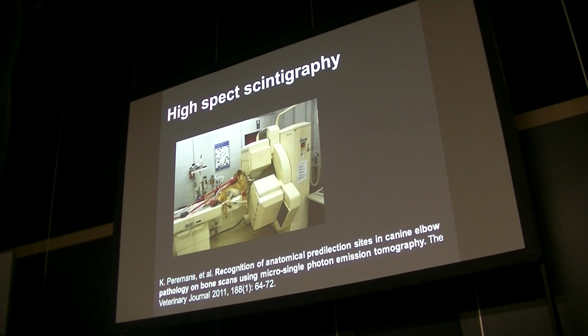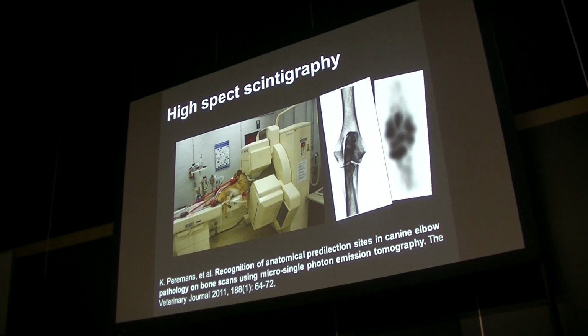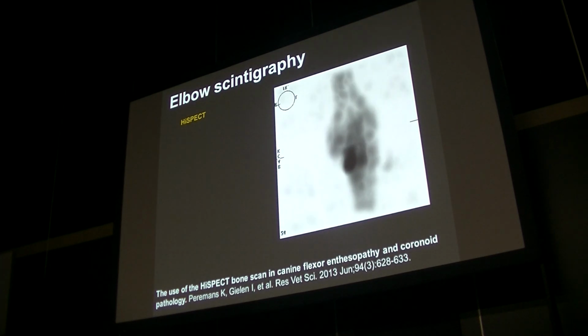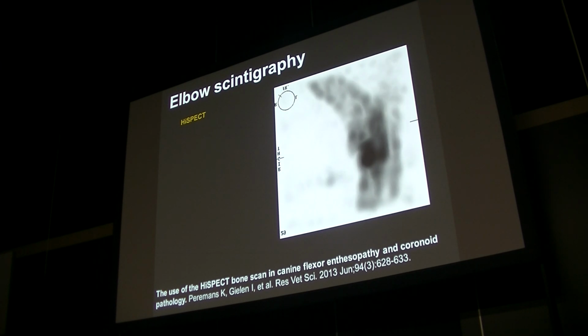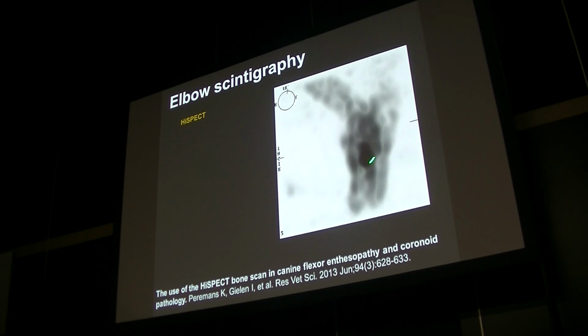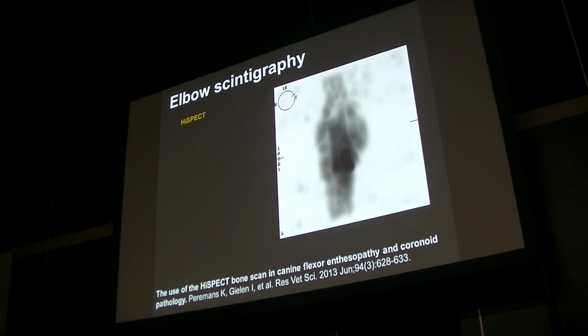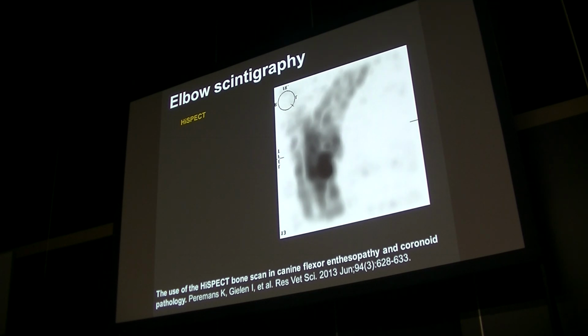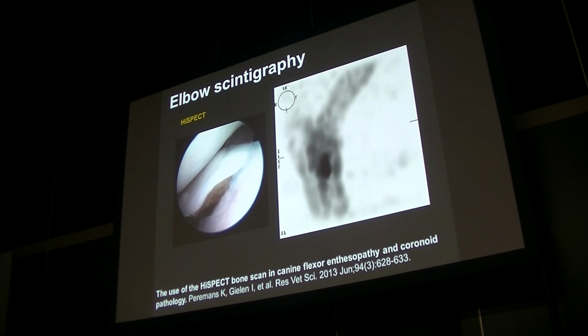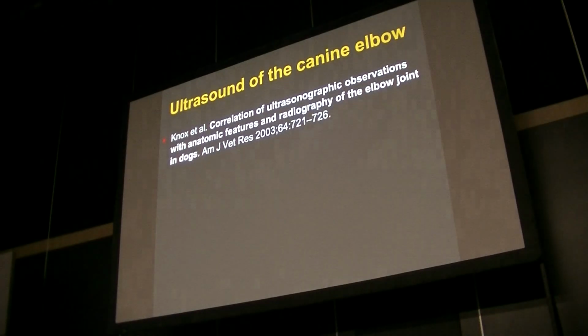In order to increase the resolution, high-spec scintigraphy can be done. This is a special camera with 3 heads, and specific collimators and filters are used to increase the resolution, and this is the image we gain. If you compare with the radiograph, we can recognize quite well the different anatomical areas. And this is a high-spec image of an elbow patient suffering from coronoid pathology, so the hot spot in this image is quite well visible, and the corresponding displaced image of the same patient.